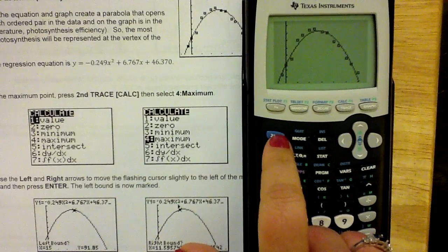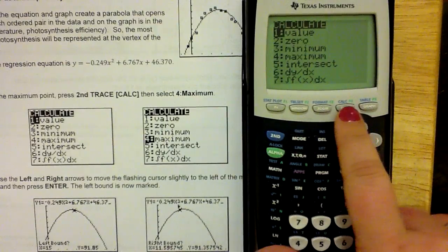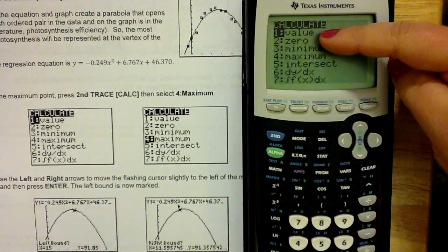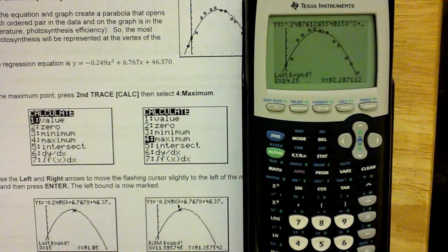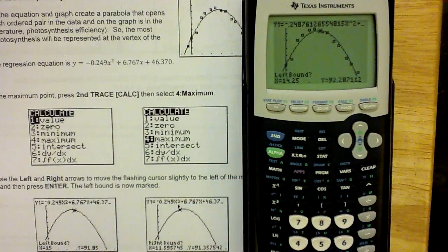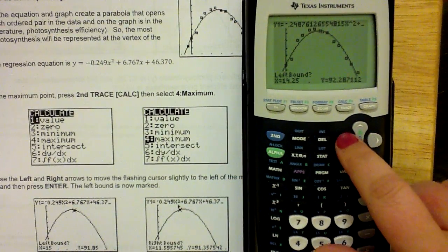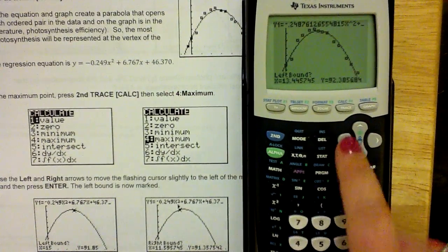So take your calculator and press the second key, and then we are going to hit trace, which gives us calculate. And then all of these different things do different operations for us. But what we're interested in right now is where our photosynthesis is most efficient. So that would be at our maximum. So press 4. Now you'll notice you have a little flashing, I think it looks kind of like a spider, but he is flashing somewhere on your screen, and you can move him with your right and your left arrows.